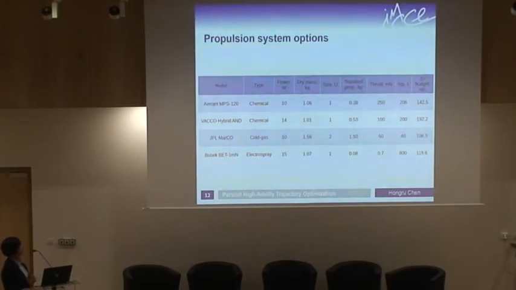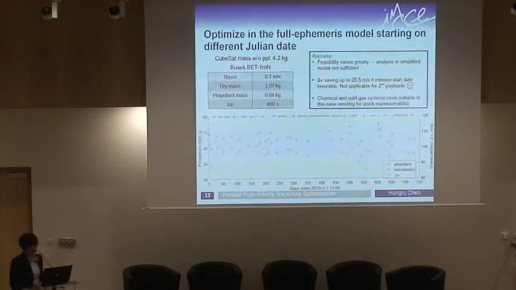And the first two chemical propulsion systems outperform in terms of all indices, but the chemical thrusters are considered less reliable or stable than cold gas and electric systems. In case we have to use electric systems for the CubeSats, I optimized the low thrust trajectories starting on different Julian dates. I used the CubeSat mass I just showed, and also the CubeSat specifications.